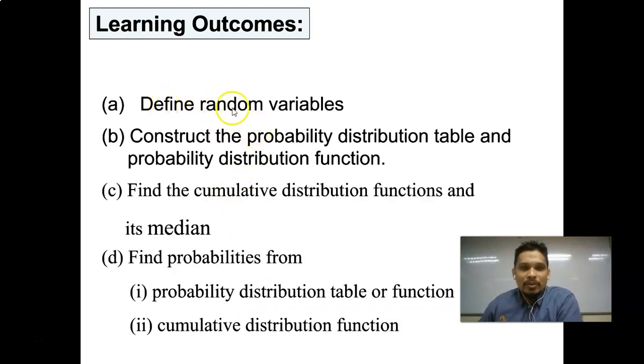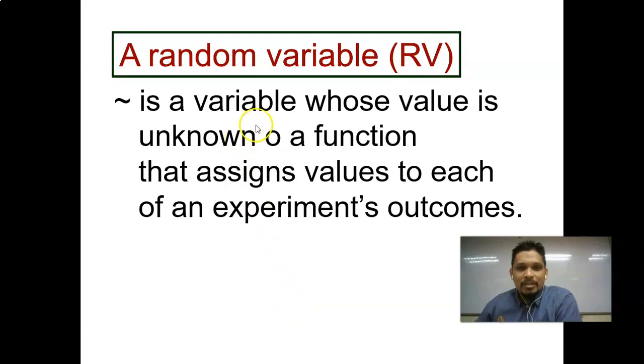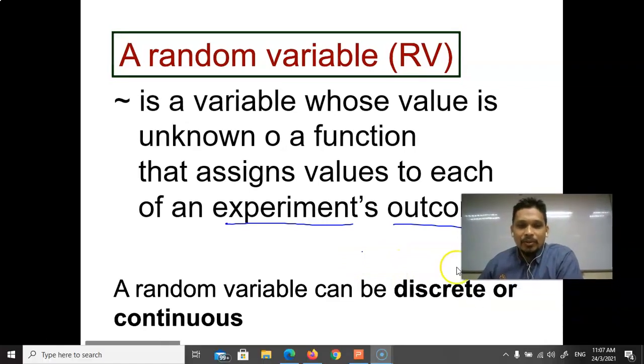In this topic, we're going to make a definition of random variables, construct the probability distribution table, and find the cumulative distribution function and its median, and also find probabilities from the table and from the cumulative distribution function. So, a random variable is a variable whose value is unknown, or a function that assigns values to each experiment outcome. Random variables can be discrete or continuous.